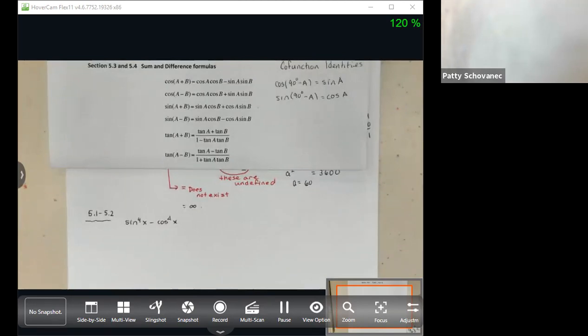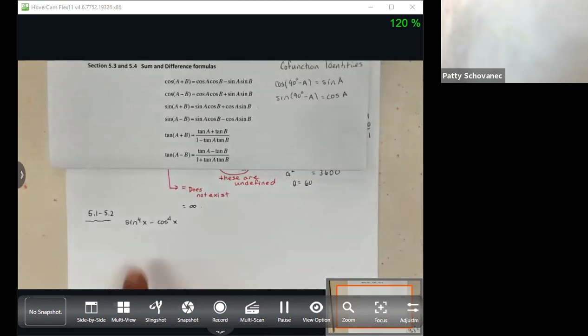So what I'm finding about the questions that you guys are asking is factoring. Factoring seems to be a little bit of a gap for you. And I don't know how to fix that gap.